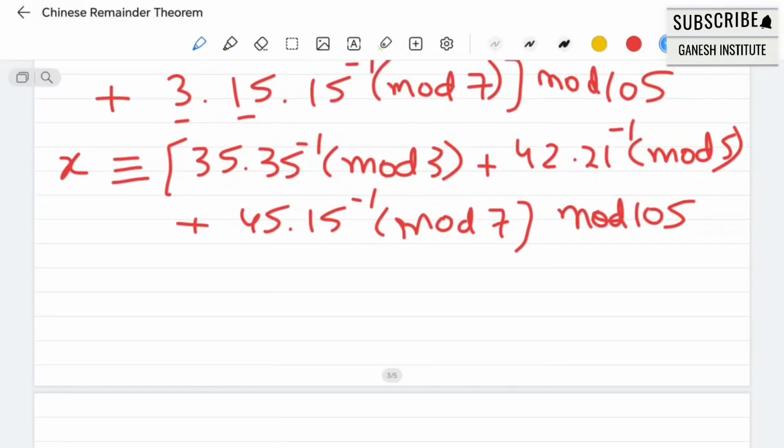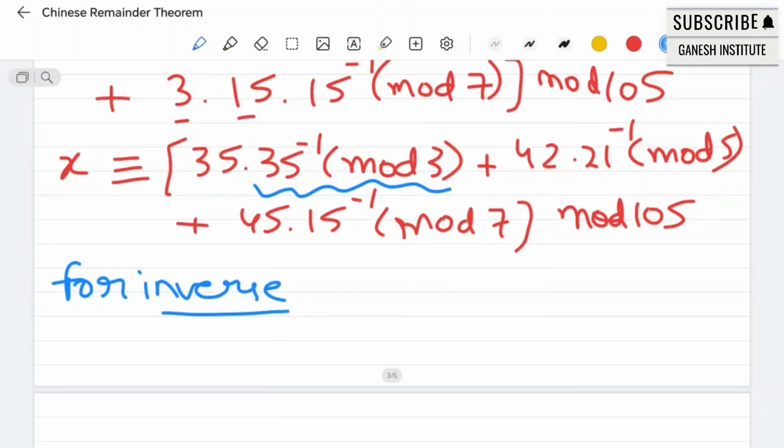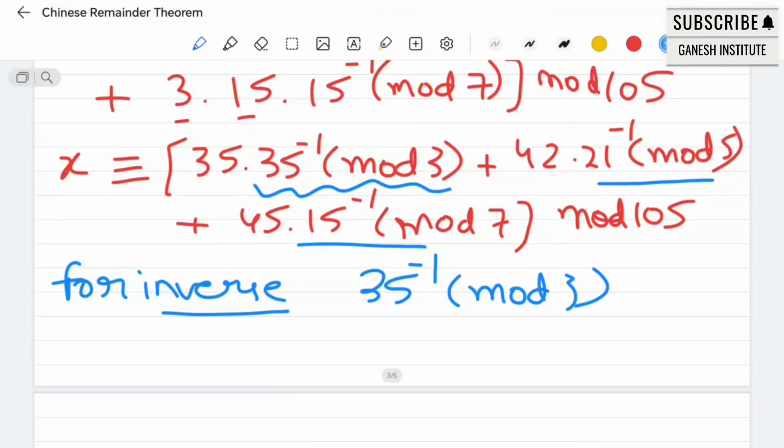Now we need to find out the inverse. That is a new thing. We have not learned it yet. How to find it? So let's try. For the inverse, treat your question like this: you have to find out 35 inverse mod 3 first, right? We'll find out all these three values. So first up, 35 inverse mod 3.